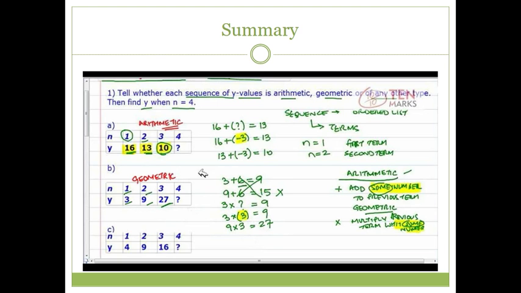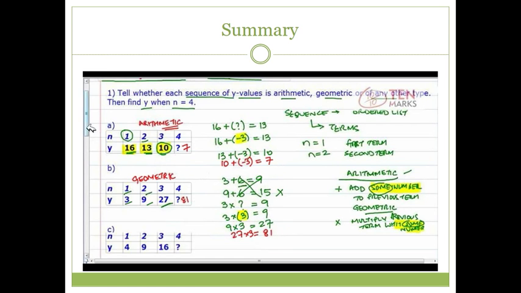Now let's compute the fourth value. When n equals 4, or the fourth term, here we went from 13 to 10. So the next one would be 10 plus negative 3, which is 10 take away 3, which gives me 7. Here it would be 27 times 3, which is 81. You see how I'm doing this? This is the arithmetic sequence. This is the geometric sequence.